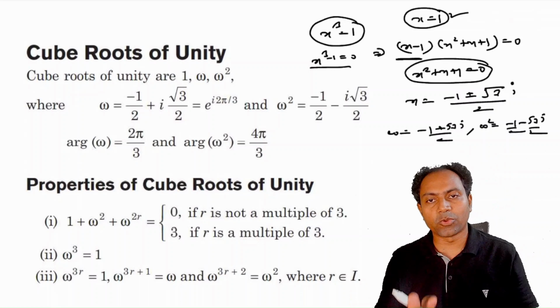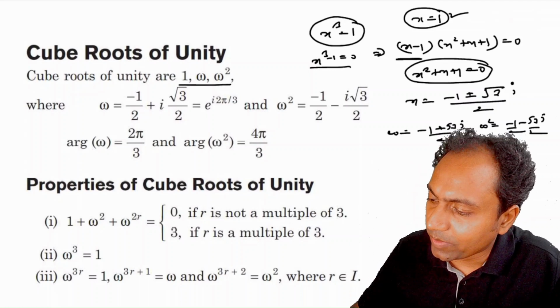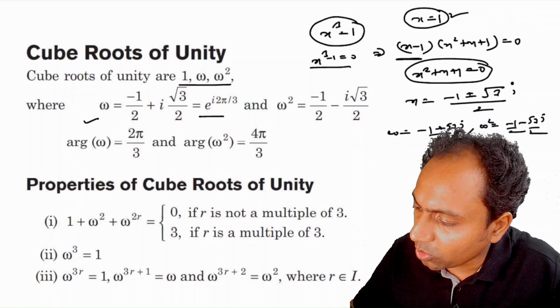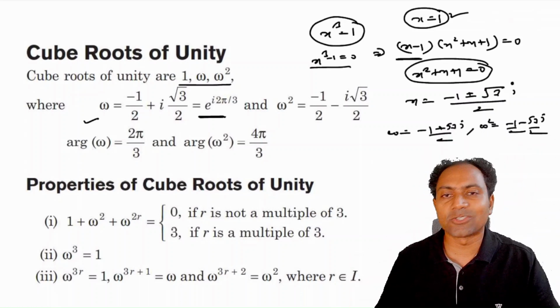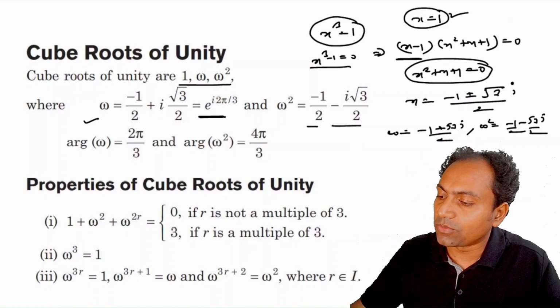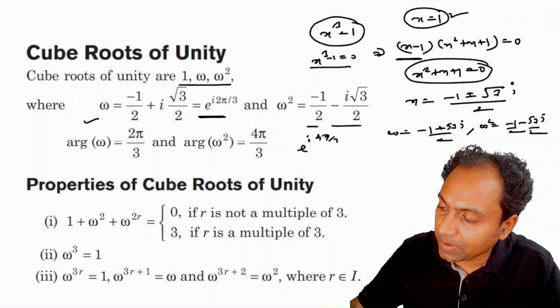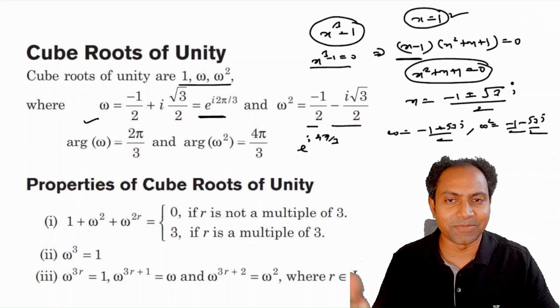There are three cube roots of unity, 1, omega and omega square, like we have written here. Omega is this, and if we write it in Euler's form or exponential form, it is e raised to the power i 2 pi by 3. Omega square is nothing but -1 by 2 minus i root 3 by 2. And in exponential form, it is e raised to the power i 4 pi by 3 or -2 pi by 3, same thing.